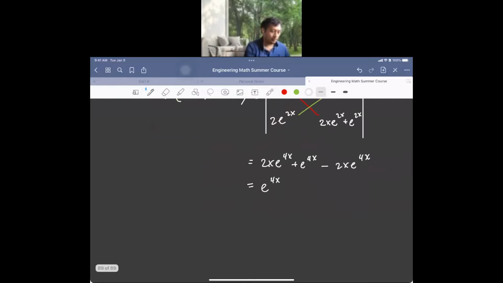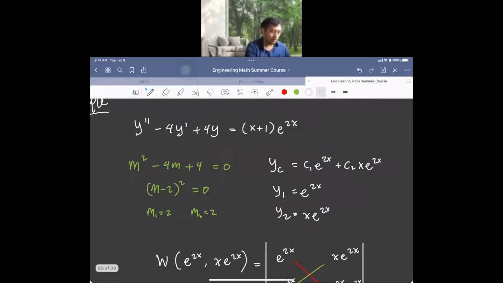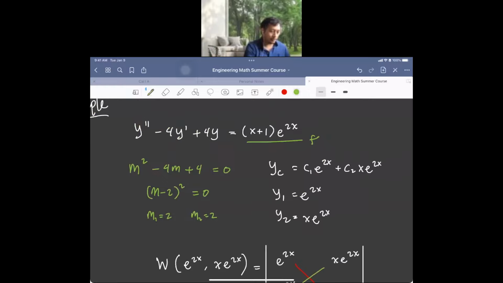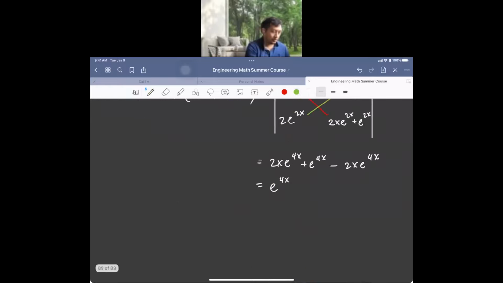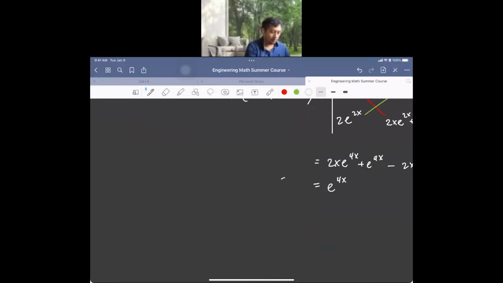Okay, and then we can identify this part as our f of x, right? Or we can write here, this is the Wronskian. So f of x is x plus 1 e to the x. Okay, e to the 2x, right?